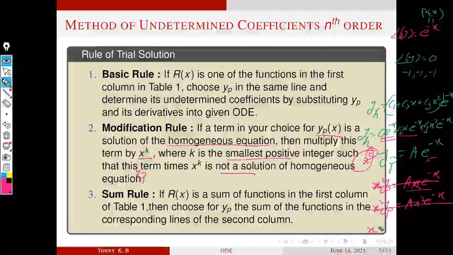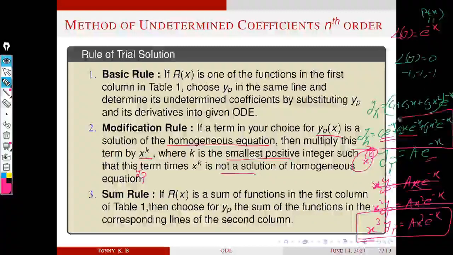So next we multiply YP with x raised to 3. That is x raised to 3 YP, which is equal to a x cube e raised to minus x. Is it a solution of the homogeneous equation? No. This is not a part of YH. Whatever be the values of C1, C2, C3, you can't get this a x cube e raised to minus x. So here the least k satisfying this condition is 3.